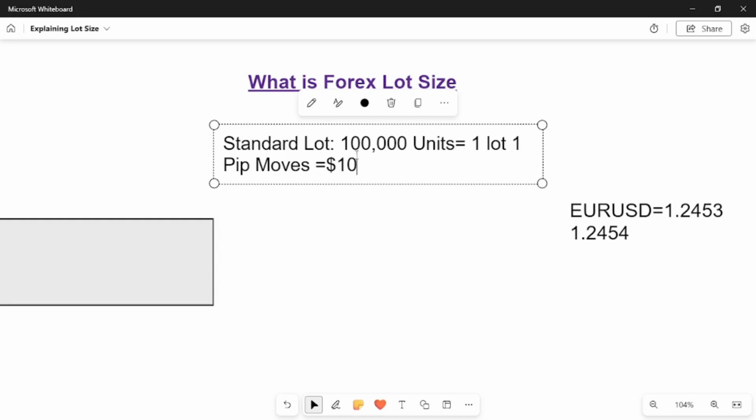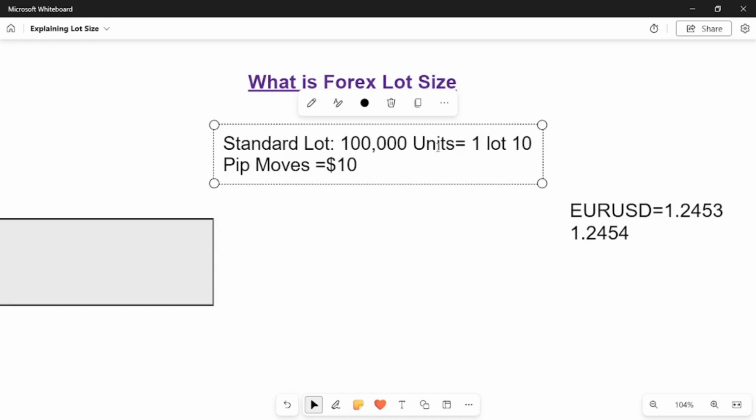This is one of the reasons why I see people can show you a snapshot where an ordinary 10 pip move could make them thousands of dollars. This is because they also increase their lot size. So saying 100,000 units is the standard lot doesn't mean people don't go above 100,000 trading units. People do go above it.